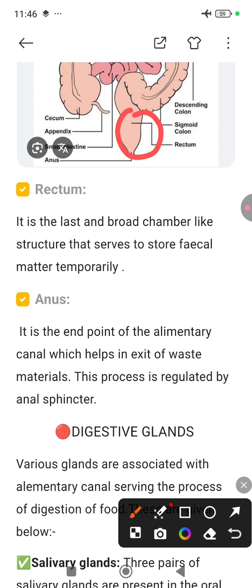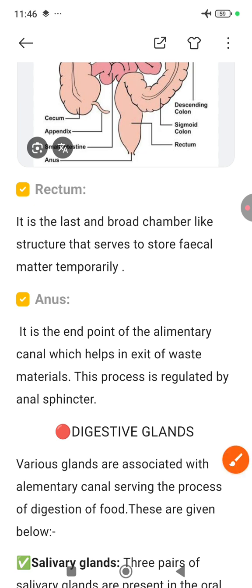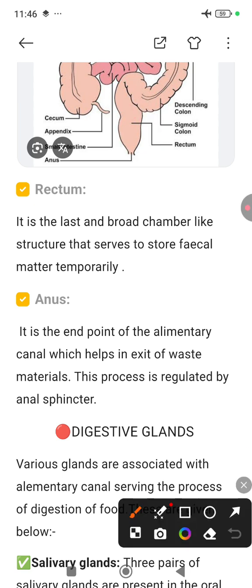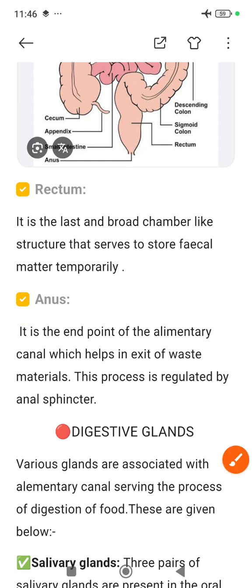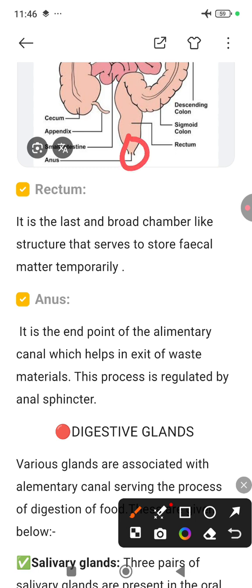And the very next portion of the alimentary canal is the anus. It is the end point of the alimentary canal, which helps in the exit of waste materials. This process is regulated by the anal sphincter. Here another sphincter is present, known as the anal sphincter.